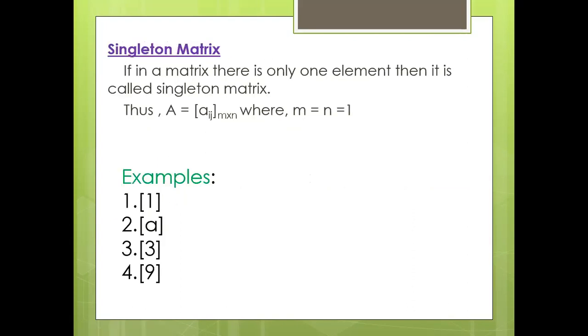Then what is singleton matrix? Single means 1. Here m equal to n equal to 1. A matrix that contains only one element is called a singleton matrix. These are the examples: 1, 8, 3, and 9.